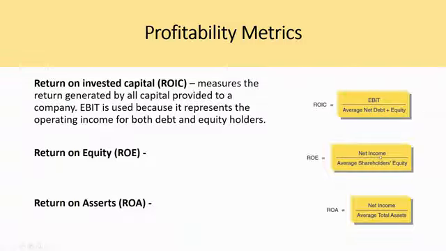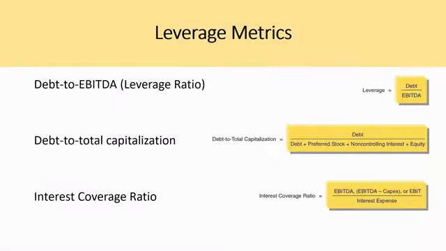For return on equity, it's net income divided by average shareholders' equity, and return on assets is net income divided by average total assets. So these are all multiples that you might understand, but once again, just a quick review there. There's also leverage metrics. So you have the debt to EBITDA, or the leverage ratio, which is debt divided by EBITDA. There's also the debt to total capitalization. So you have debt divided by debt plus preferred stock plus non-controlling interest plus equity, right?